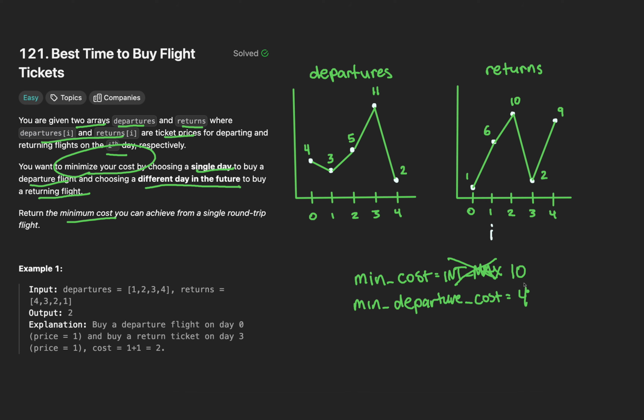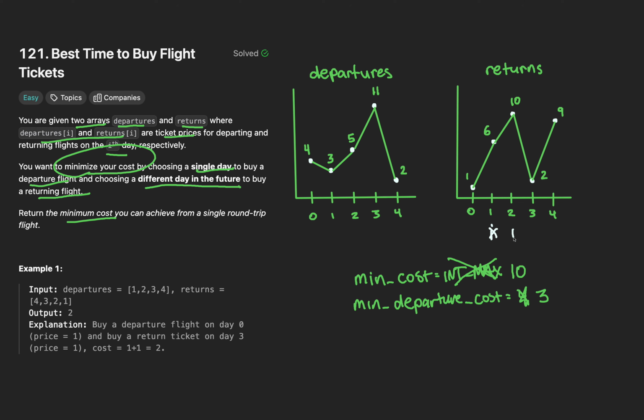After that, to end our iteration, the last thing we'll do is update our minimum departure cost if we found a cheaper departure ticket. Remember, i is on index 1, day 1, so we check if a departure ticket of 3 is cheaper than 4. Indeed it is, so let's update the minimum departure cost to the 3.